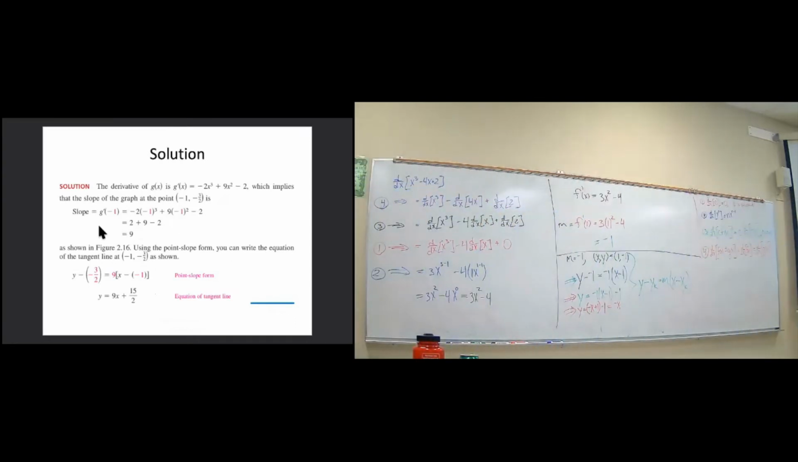The derivative of that function is going to be -2 times x cubed plus 9x squared minus 2. After we've checked that that point is a solution of our function, we're going to plug in -1 and get that the slope of our tangent line is equal to 9. We're going to say, all right, cool, point slope form. And reduce it down to slope intercept form. Is everybody okay with this idea?